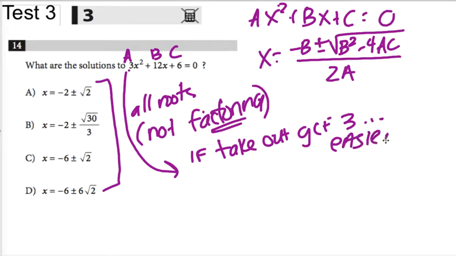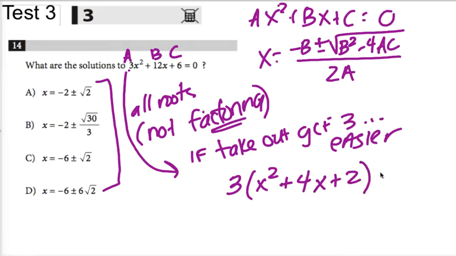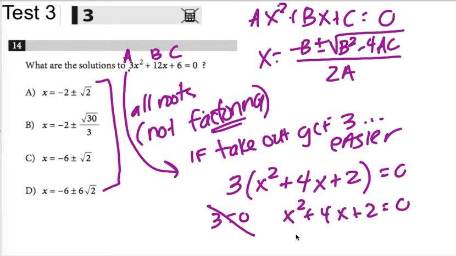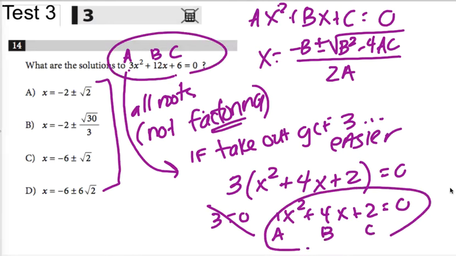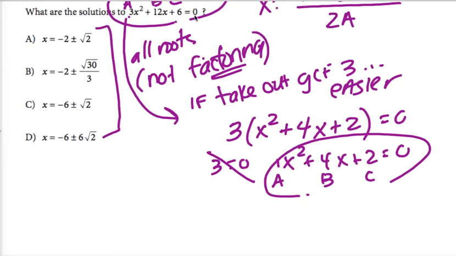So there's two ways to do this. You can either spot that you could take out a 3, in which case you're going to get x squared plus 4x plus 2 equals 0. Since 3 equals 0 is a lie, you can just do the quadratic formula with this expression, and that's going to be way easier. So your a is 1, your b is 4, and your c is 2. Either do it this way or do it this way. You're going to get the same answer. It is a little easier if you spot the GCF first.